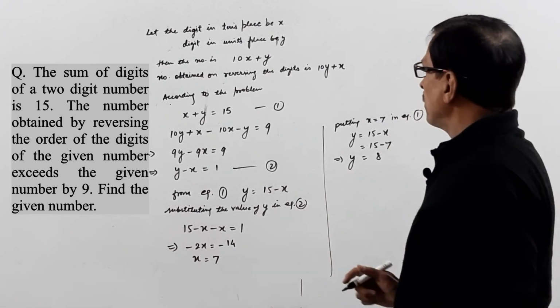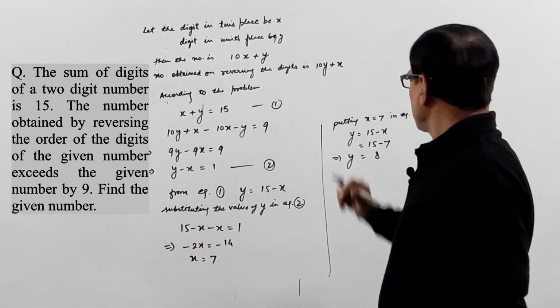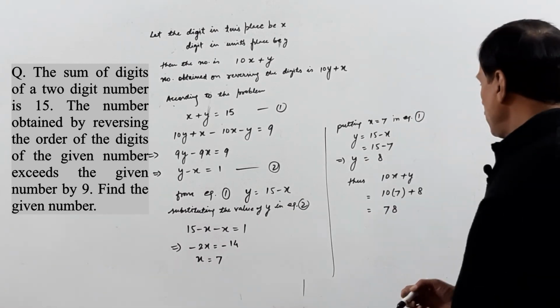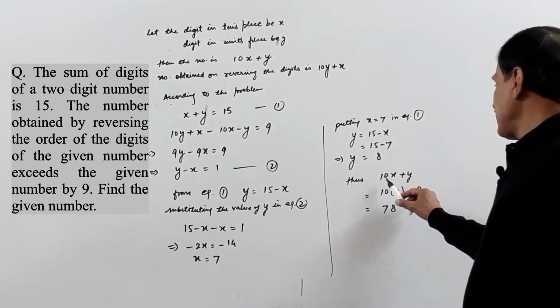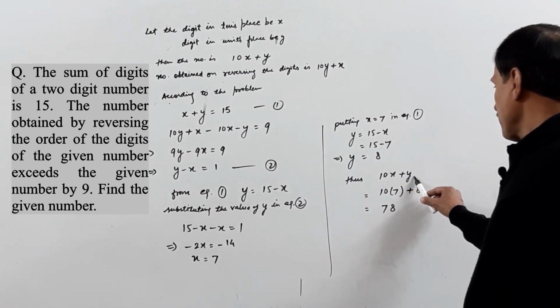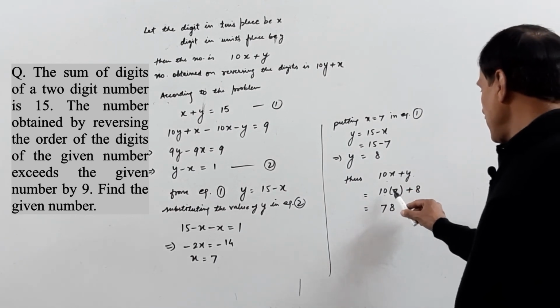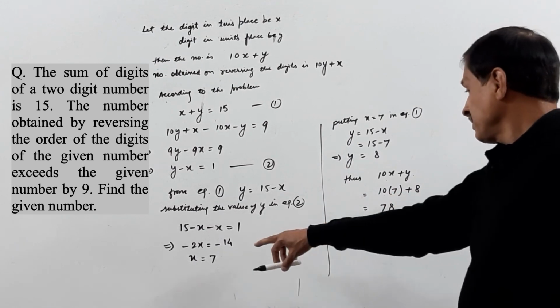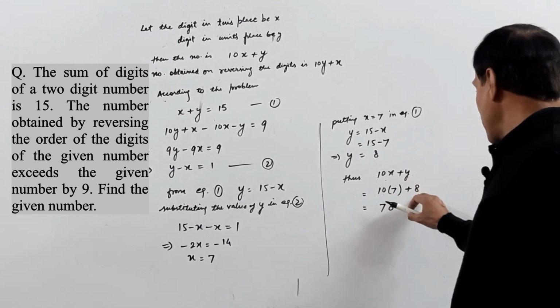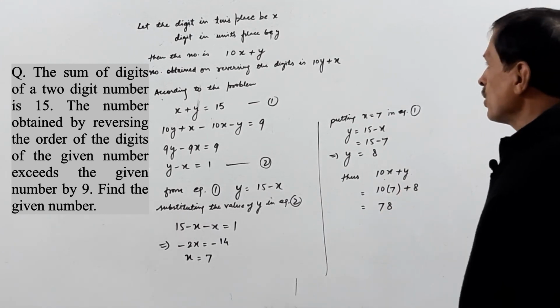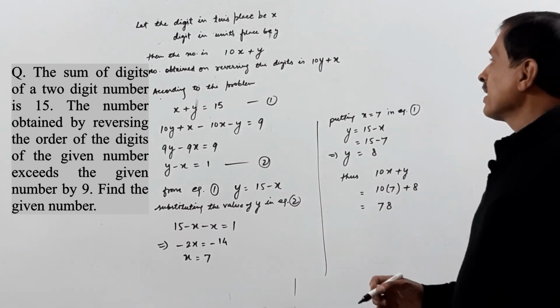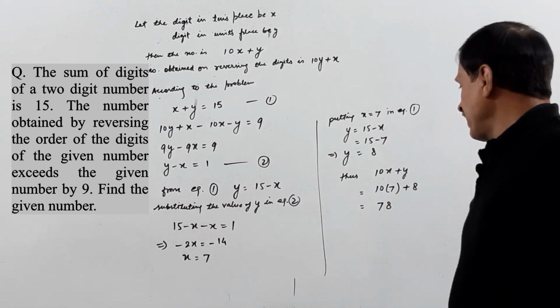The original number is 10x plus y. Thus, the original number 10x plus y, that is 10, value of x is 7, plus value of y is 8. We get 70 plus 8, that is 78. So the given number is 78.